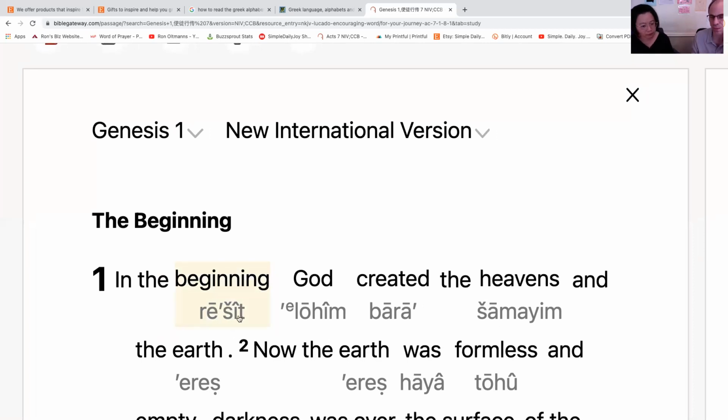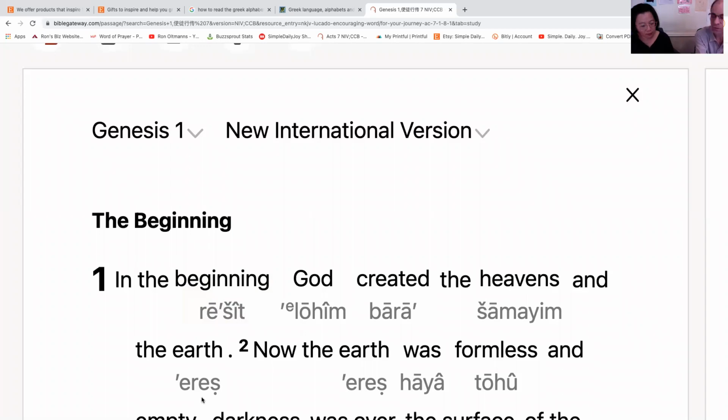Reshith, which means beginning in Hebrew. Elohim, which is God. Bara is the verb to create. Shemayim is heavens. Eretz is earth. The S with a dot under it is actually like a TZ sound, like pizza. So it's Eretz. So this lets you see the original words underneath the English that are being translated.